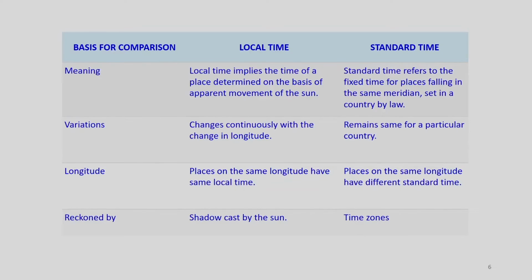And finally, local time is estimated by the shadow cast by the sun, and standard time is estimated by time zones. Okay? So, these are the differences between local time and standard time. These informations are required while classifying these two time scales.